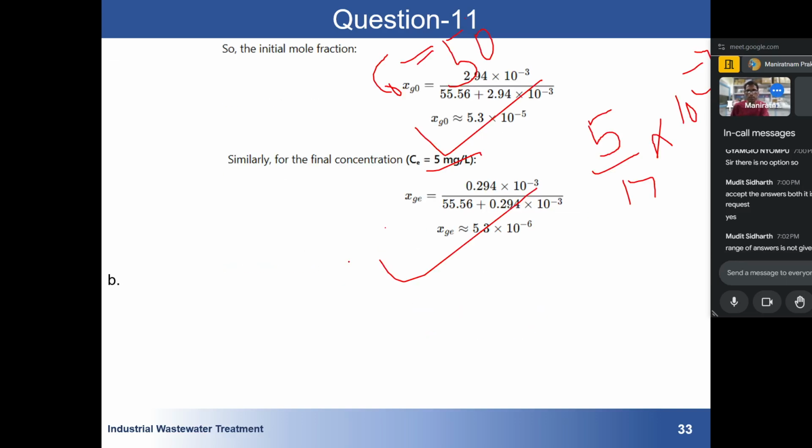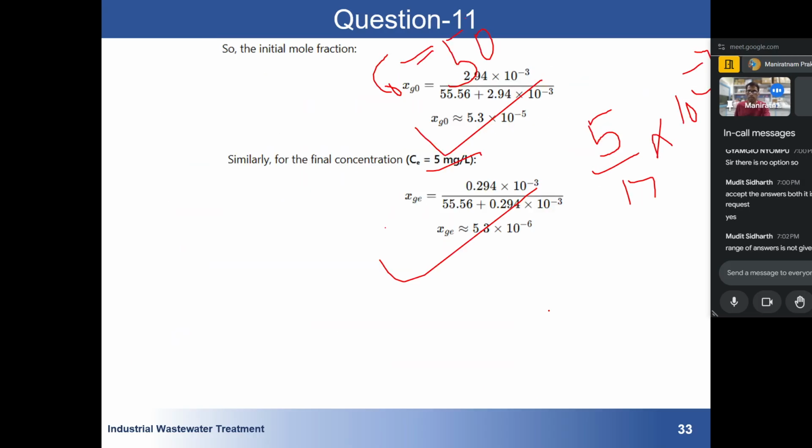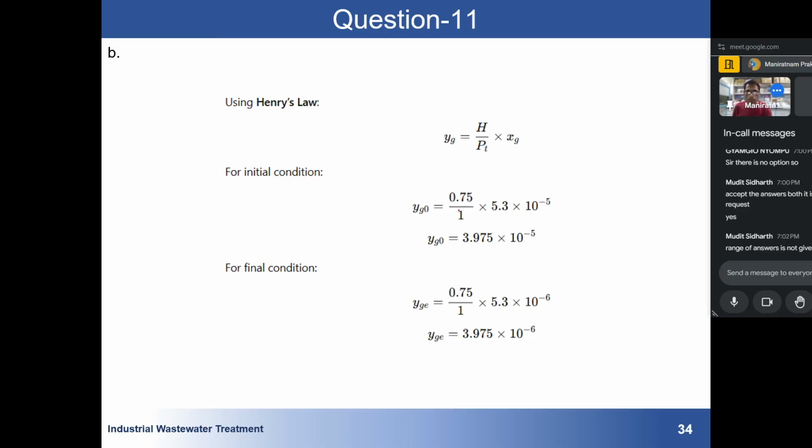Now the B part is simple. What was the B part? The mole fraction of ammonia in the gas phase at equilibrium using Henry's law. Here we will be applying the concept of Henry's law. We know that using Henry's law, this mole fraction is equal to Henry constant divided by pressure. Then everything has been given to you.